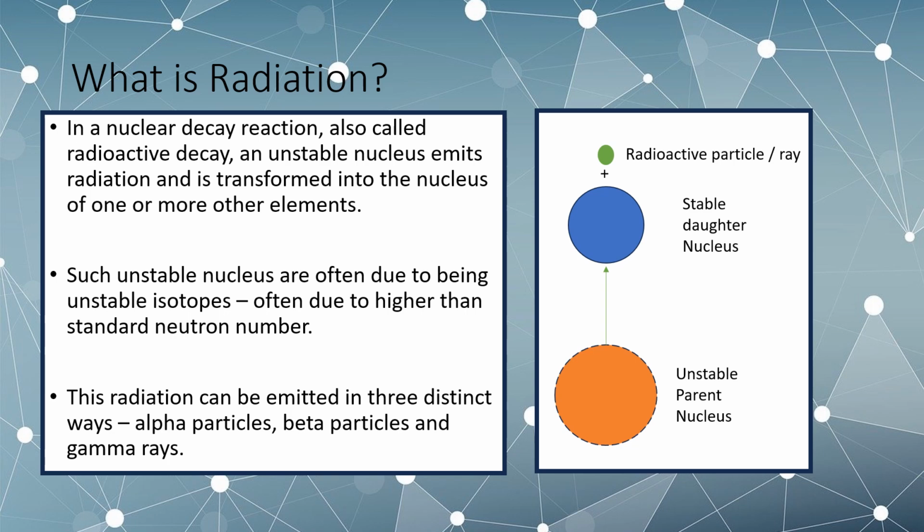This radiation can be emitted in many different ways, but we're going to focus on three distinct ways in this video: alpha particles, beta particles, and gamma rays.